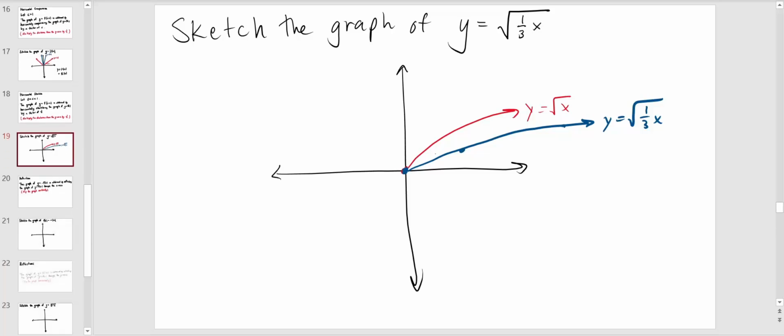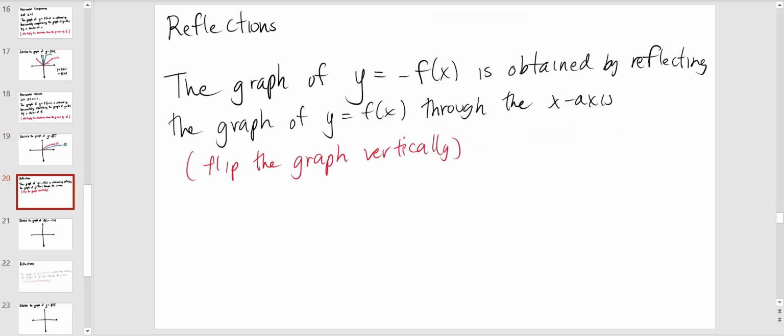So we've covered all of the multiplication by positive numbers, but what do you do when you multiply by a negative number? Well, that's going to be some sort of reflection. The graph of y equals the opposite of f of x, multiplying by -1 on the outside, is obtained by reflecting the graph of y equals f of x through the x-axis. So you're going to flip the graph vertically. All of the points above the x-axis are going to go below the x-axis, and all of the points that were below the x-axis will go above.